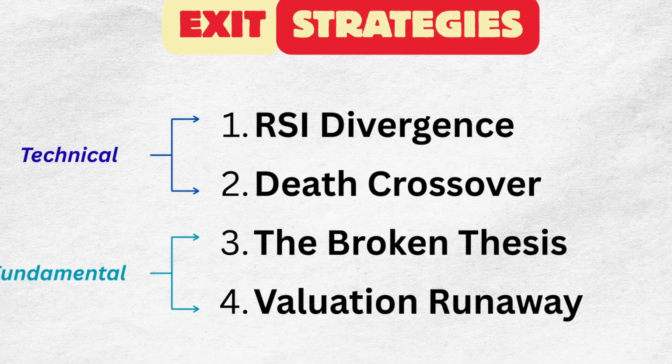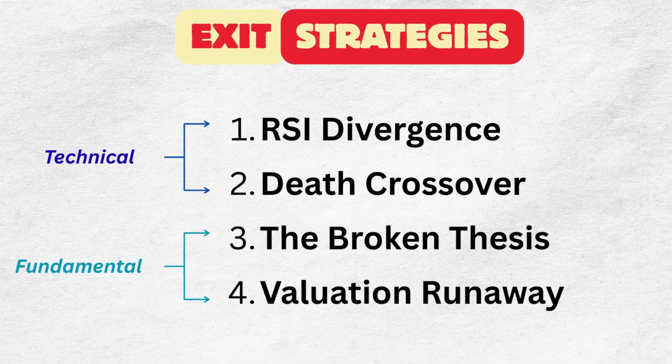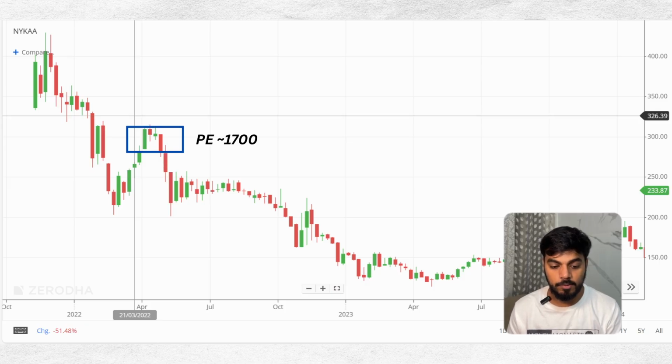The final one would be valuation runaway, and this is something we are observing a lot lately because of these startup companies, Paytm, Nykaa, Zomato, and whatnot. And we will understand it better via the Nykaa IPO. So Nykaa was trading in April 2022 at a PE, a price earning multiple, of 1700, which in no way can be comprehended. So it was just time that it had to be corrected.